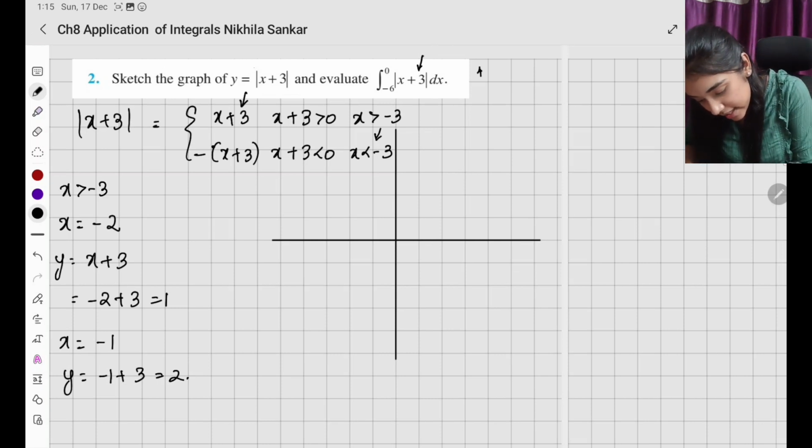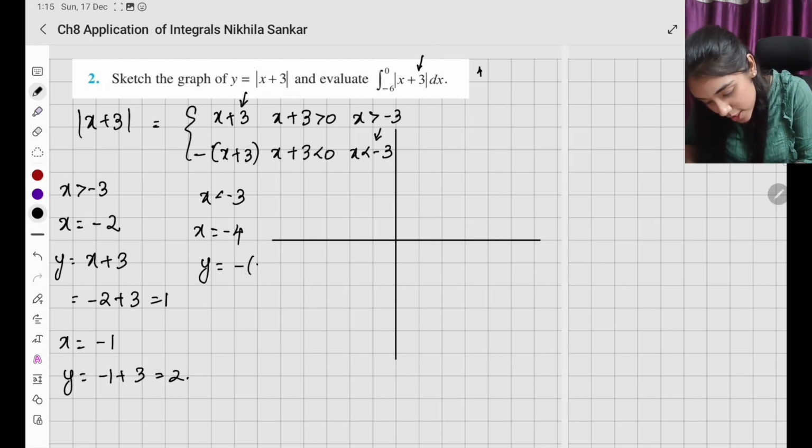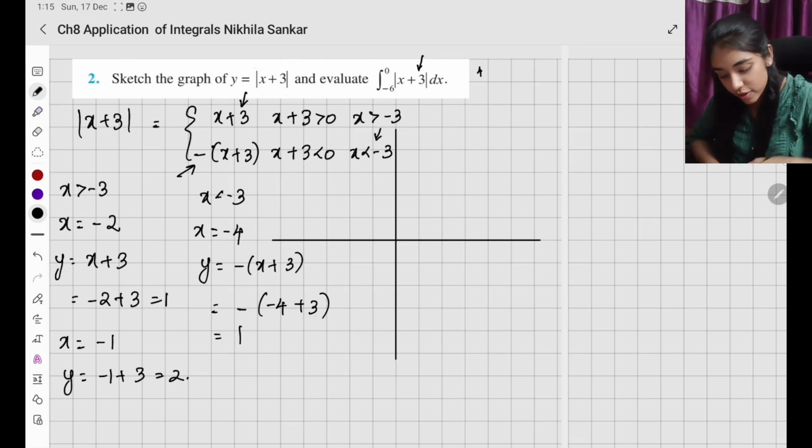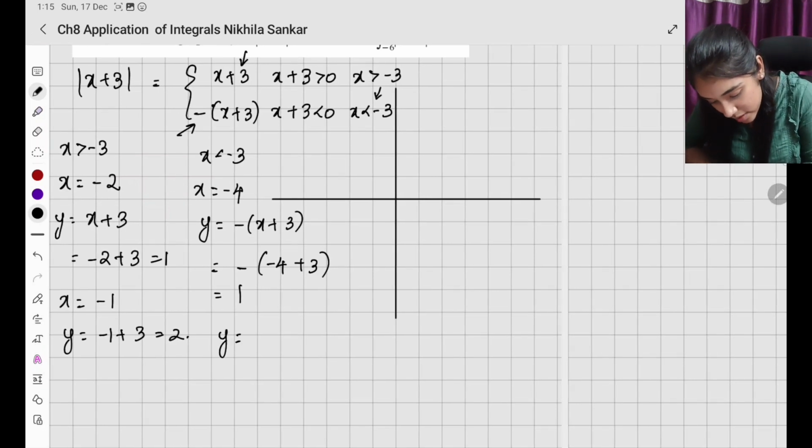If I'm going to take the value where x is less than minus 3. This is x is greater than minus 3. Now I'm going to take x is less than minus 3. So x is going to be minus 4 எடுக்கிறேன். So I have y equals minus of x plus 3. So in the particular function எடுத்துக்கணும். So I have minus of minus 4 plus 3 which is going to be minus of minus 1, again this is going to be 1. So this is how the mod function plays. இல்லையா? And I have y equals, இப்போ x is equal to minus 5 எடுக்கிறேன்னு வச்சுக்கோங்க. So x is equal to minus 5.